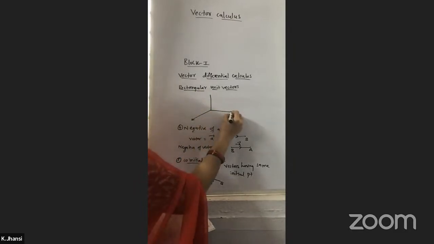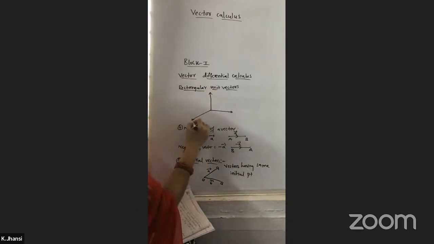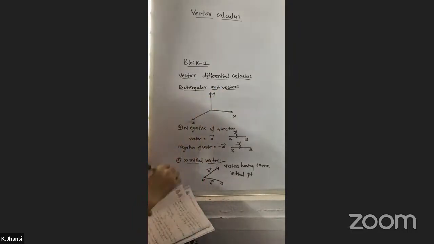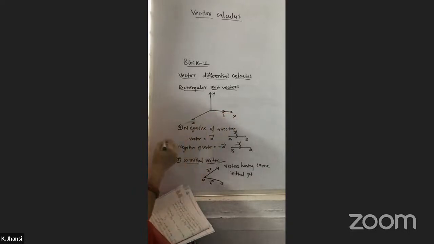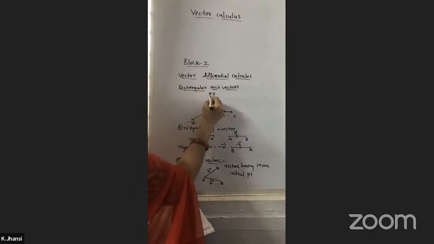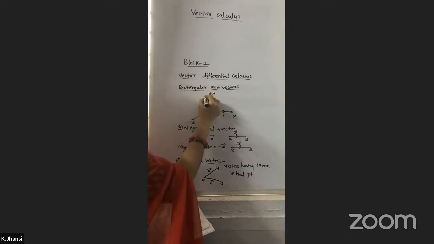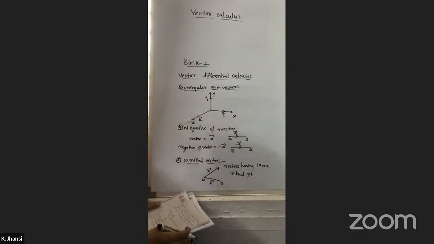Like this, if you see the diagram, this is x, y. Here the unit vector along the x-axis is i, the unit vector along the y-axis is j, and here it is k, and they are mutually perpendicular. So i, j, k are called rectangular unit vectors.